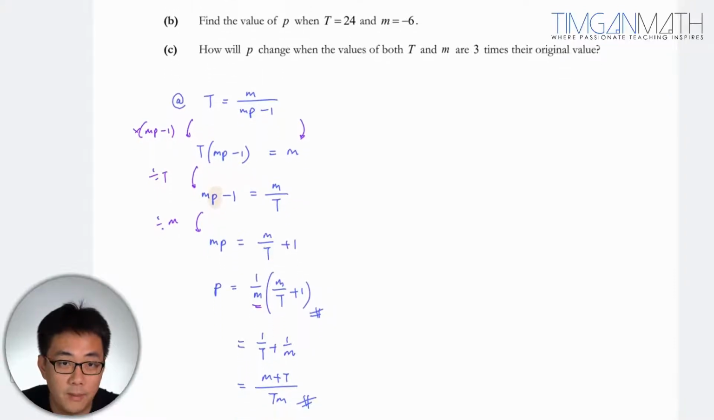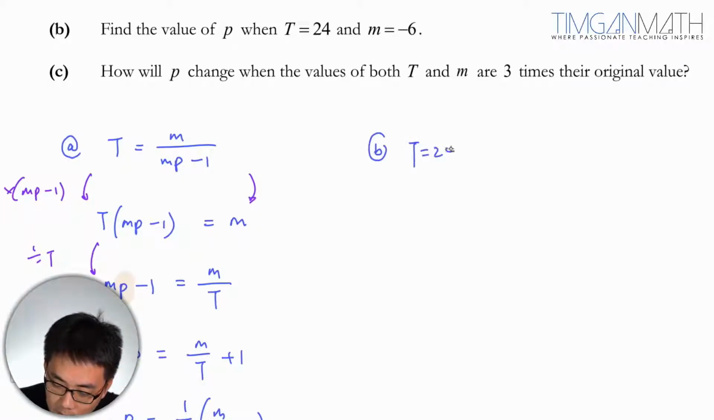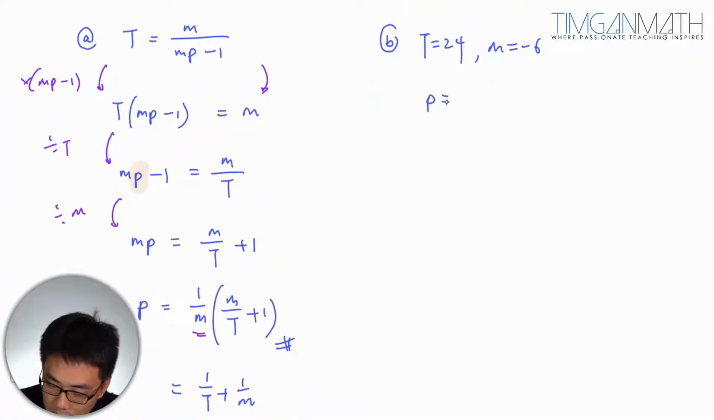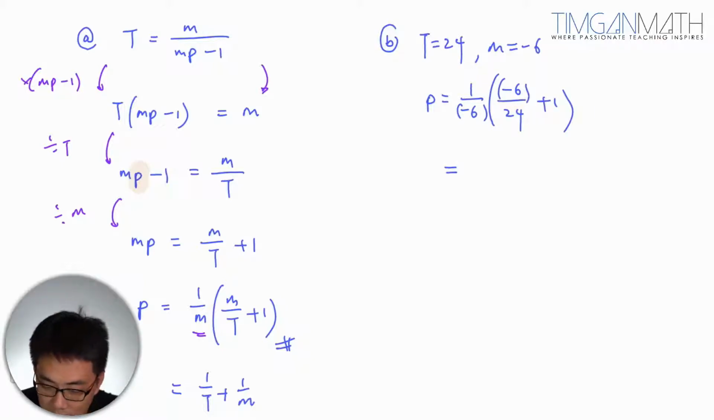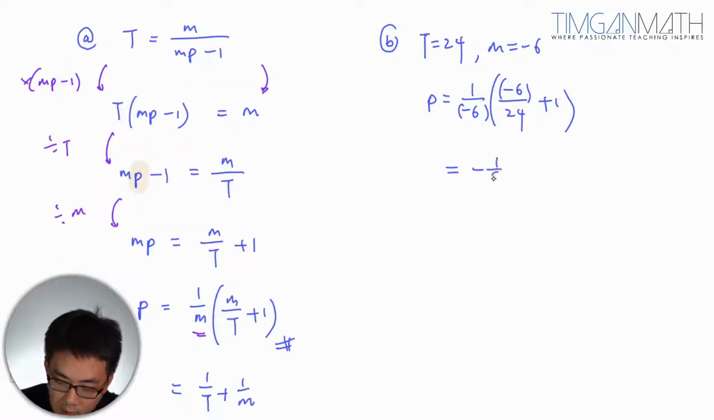Okay, let's look at the subsequent part. B, find the value of p when t is 24 and m is -6. Great. So when t is 24, m is -6, p would just be 1 over, I'm going to use this here, -6 over 24 plus 1. I think just key this into the calculator and it will give you the answer straight. Negative 6 over 24 plus 1, and that will be negative 1 over 8.